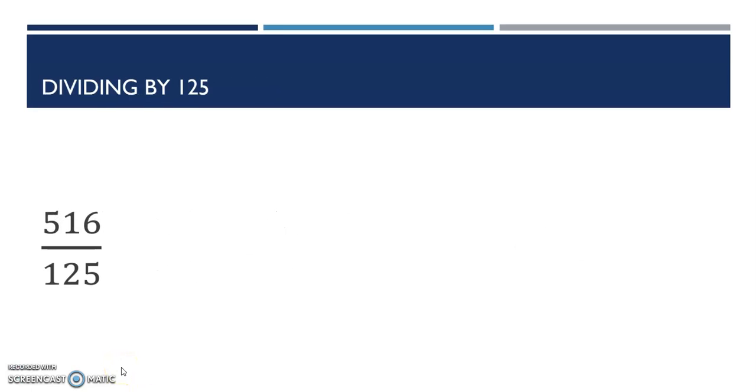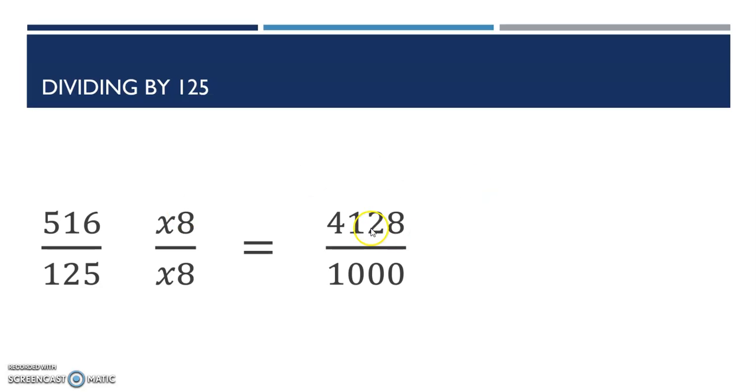Alright, and our final example is for dividing by 125. So our example here is 516 divided by 125. So for this, you're going to multiply both your top and bottom by 8. And this will give us 4,128 over 1,000. So you're going to drop your denominator, and in this step you're going to move your decimal place to the left 3 digits because there's 3 zeros here. And our answer will be 4.128.